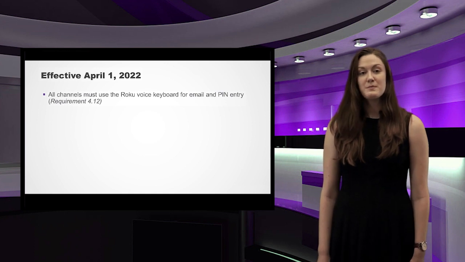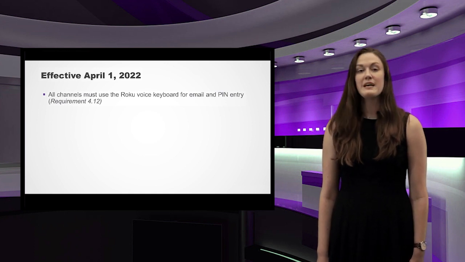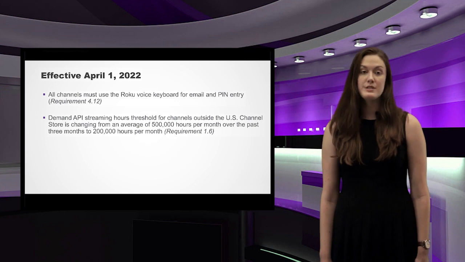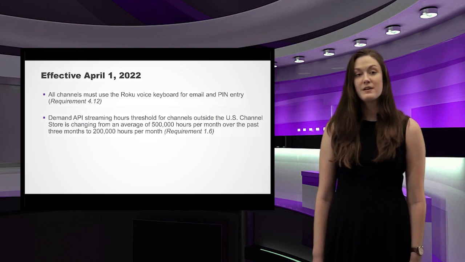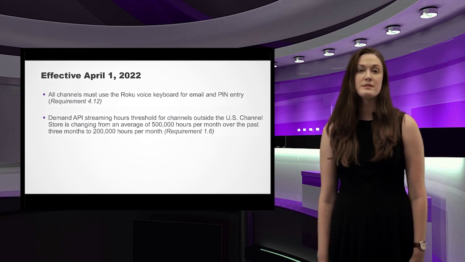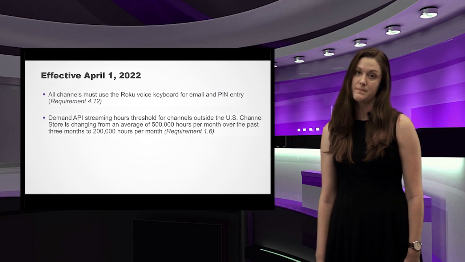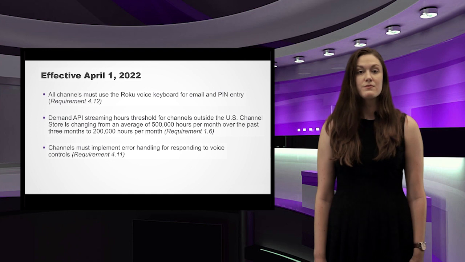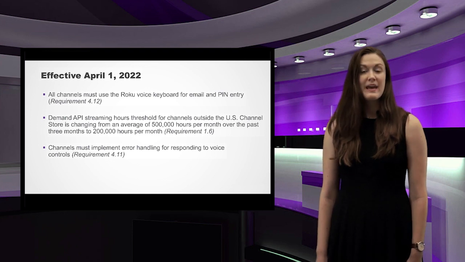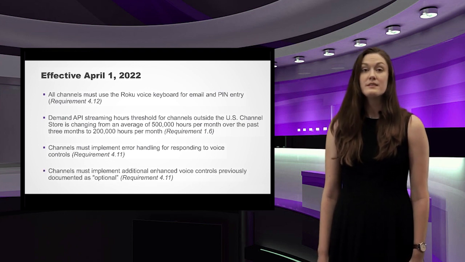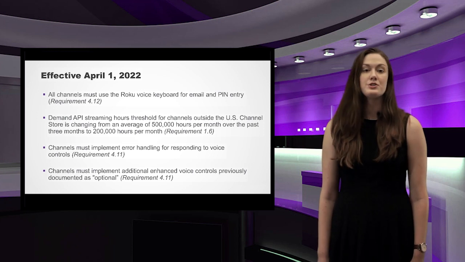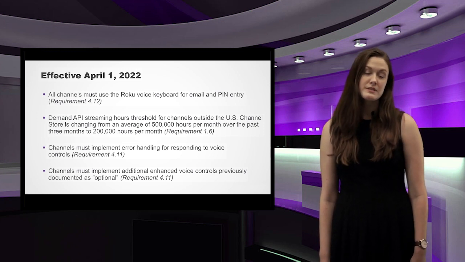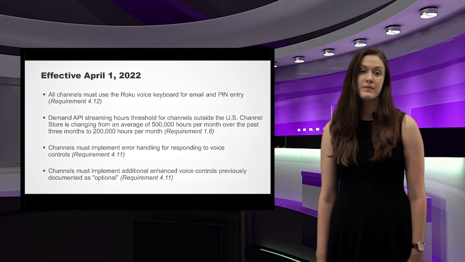First, the Demand API streaming hour threshold for channels outside the US channel store will decrease from an average of 500,000 hours per month over the last 3 months to 200,000 hours per month. Second, channels must implement error handling for responding to voice controls. And third, channels must implement Now Playing and other additional enhanced voice controls that were previously documented as optional.